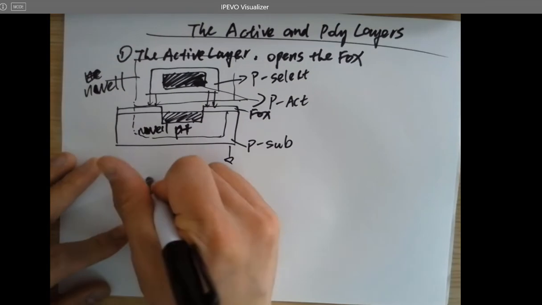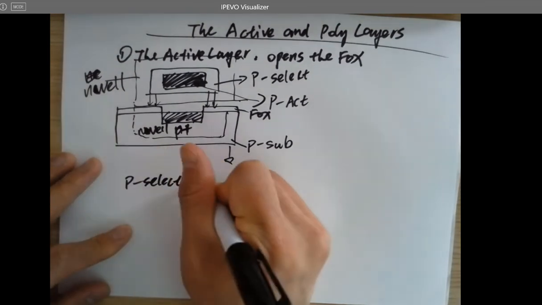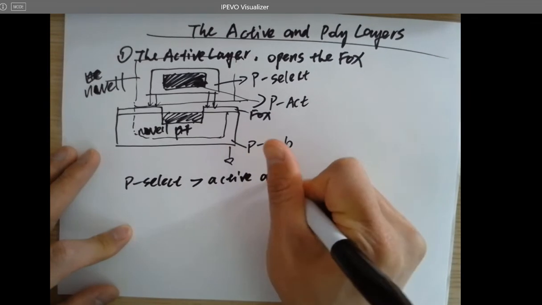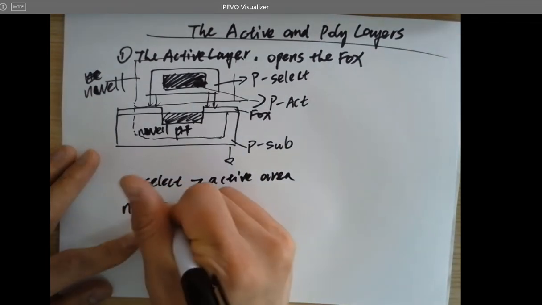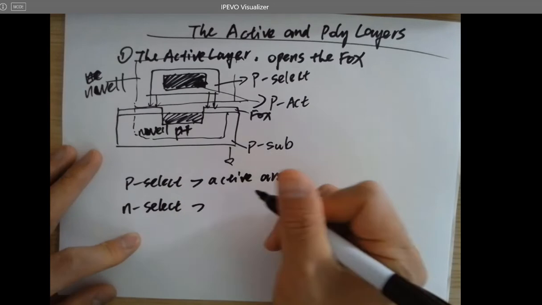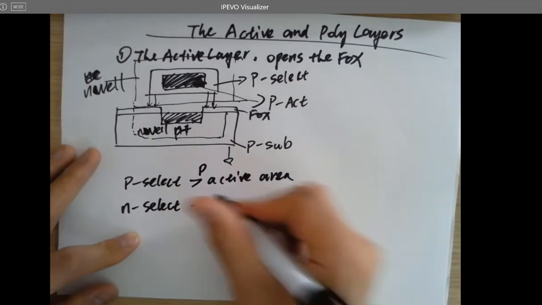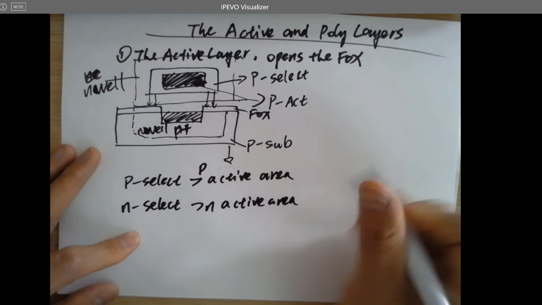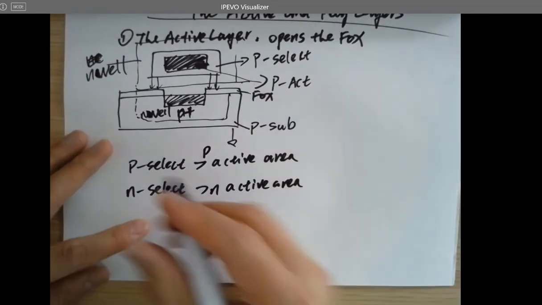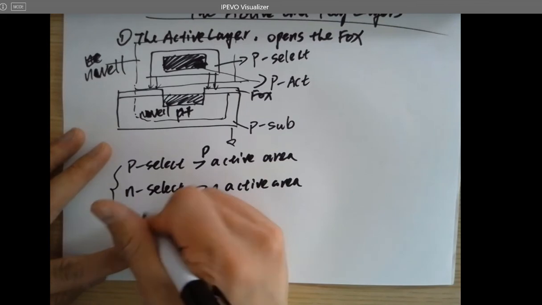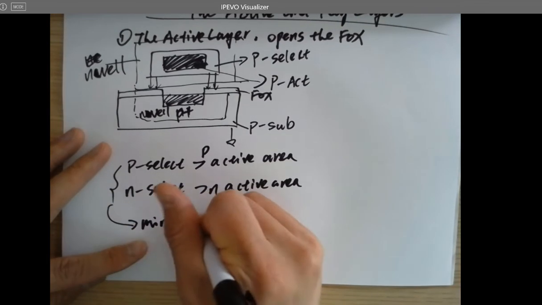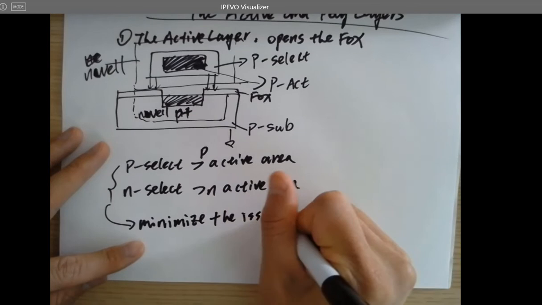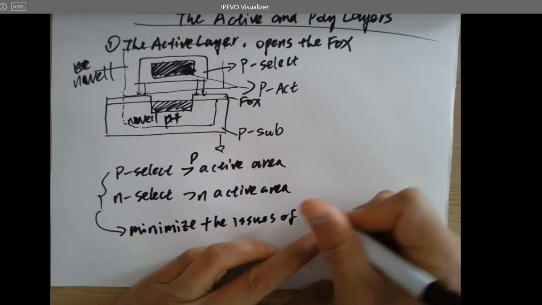So the P select is larger than the active area, and N select is larger than the N active area. The purpose of that is to minimize the issues of misalignment.